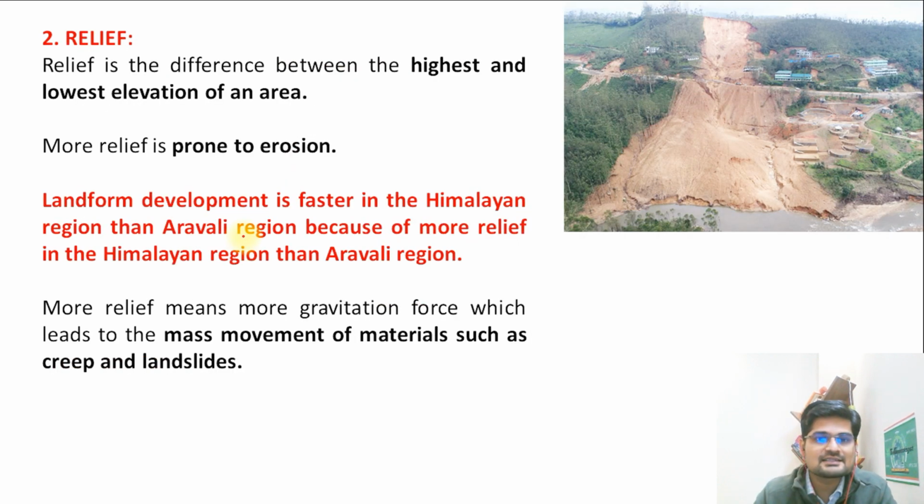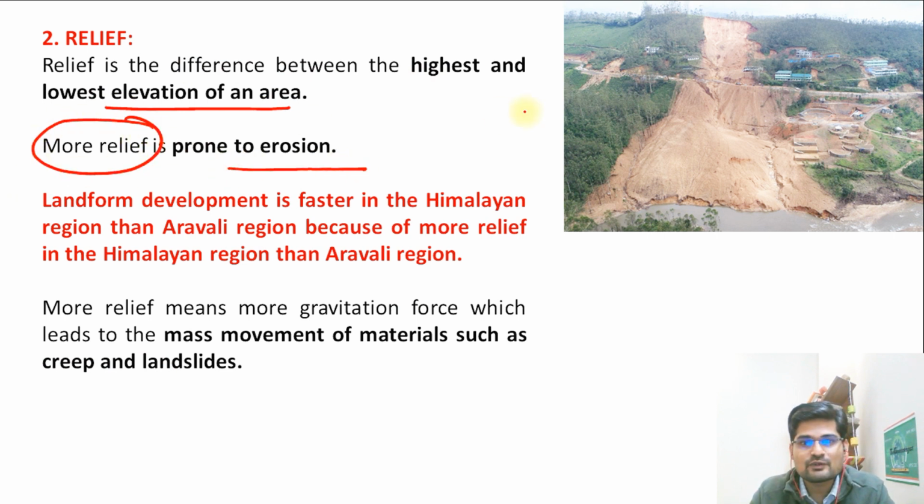Now, the second factor is the relief factor. So here, relief is talking about the altitude, the highs, the lows, right? The elevation in the areas. So remember, more relief is prone to erosion, as we see. If you look into this particular image, what is happening? This mass wasting phenomenon, landslide is happening. And remember here, relative relief is higher.